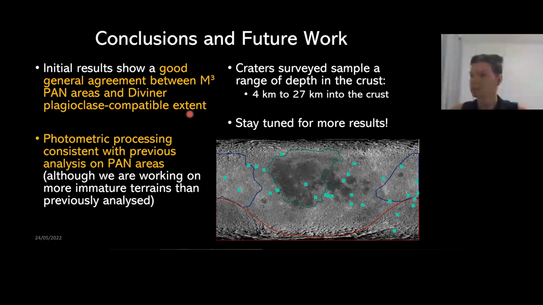So just as a summing up of everything, the initial results of our study show that there is a good general agreement between M-cubed pure anorthositic areas and Diviner plagioclase compatible extents, although the Diviner plagioclase compatible extents are often wider than the M-cubed areas. And preliminary photometric processing is consistent with previous analysis of pure anorthositic areas, although we are working with more immature terrains than previously analyzed, so we have higher values.